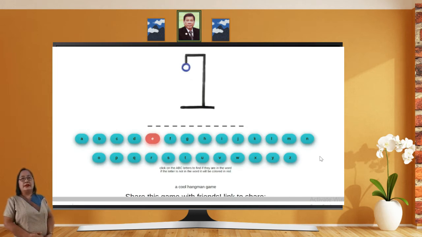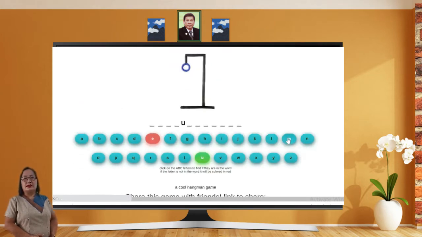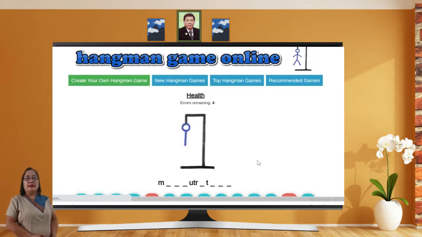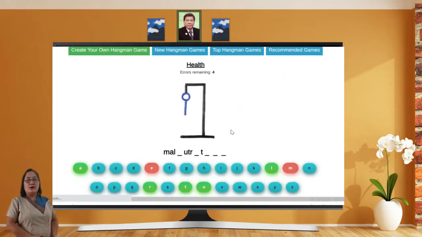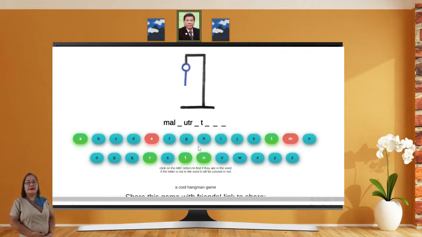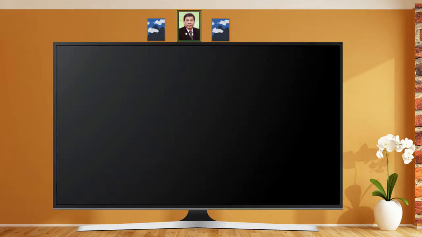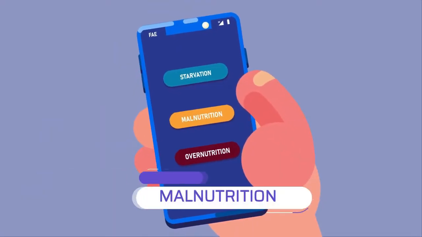Next word, with the letter E. Wrong. How about you? Let's put consonant letters M, R, T, and L. Can you guess now? Anybody? Good. Malnutrition. Let's give her 3 claps.